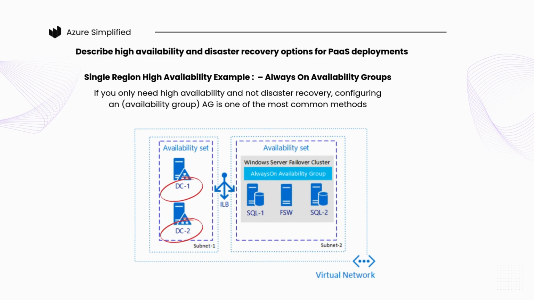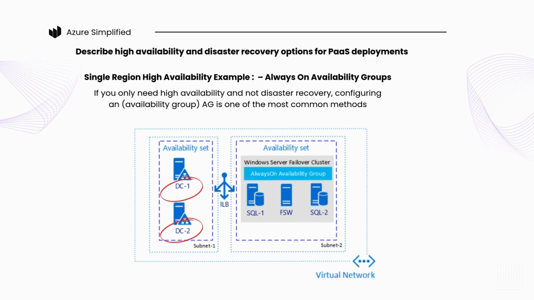2. Domain controllers, Subnet 1. These are Active Directory domain controllers responsible for authentication and managing the Windows environment. They are in an availability set, ensuring high availability by distributing instances across different fault and update domains.